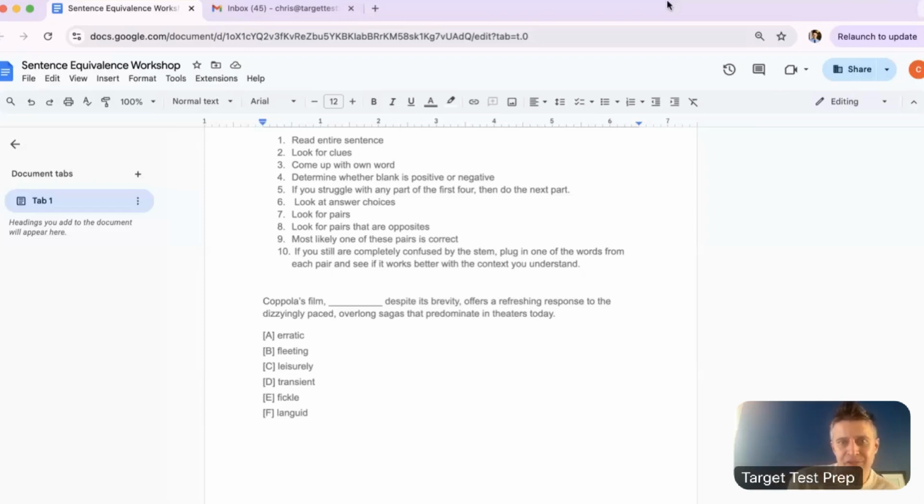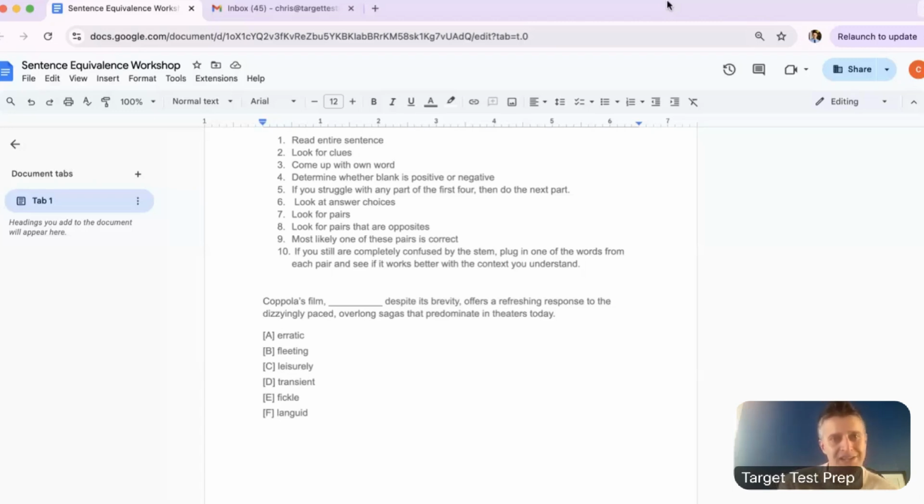So let's go through this one. I'm going to assume that it's a little tricky and you might not know which ones to pick. So let's read it. Coppola's film, blank, despite its brevity, offers a refreshing response to the dizzying paced overlong sagas. So you think, okay, overlong seems to be a clue, but it already says blank despite its brevity. So the contrast seems to be there, overlong and brevity. So that's interesting. Huh. What should I do?